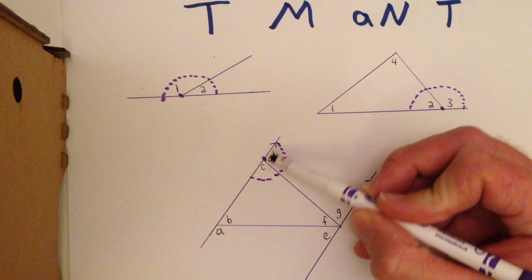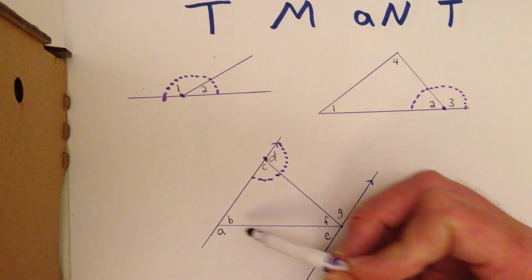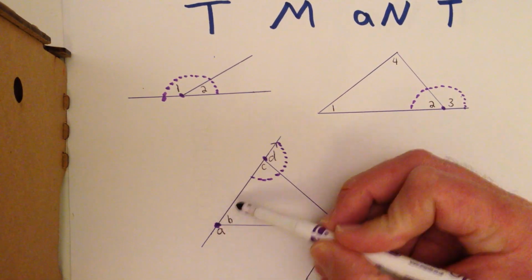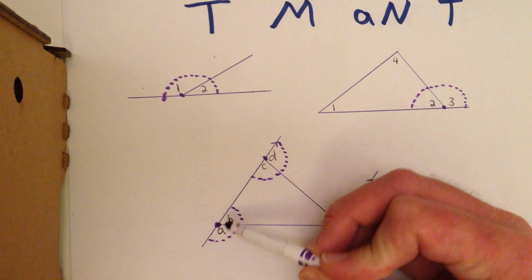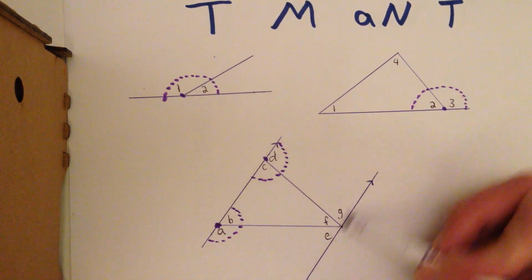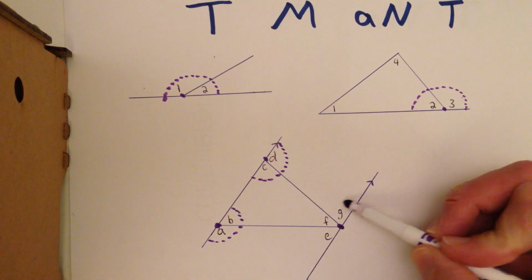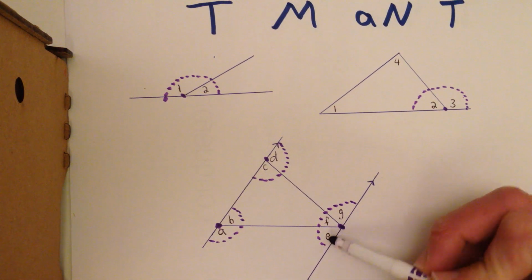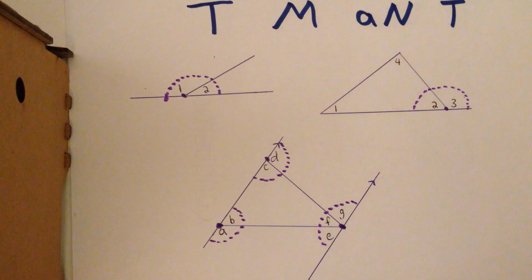So C and D are on a straight line. They add up to 180 degrees. Sprinkler here. A and B add up to 180 degrees. And here we've actually got three lines meeting at a point. So E, F, and G add up to 180 degrees.